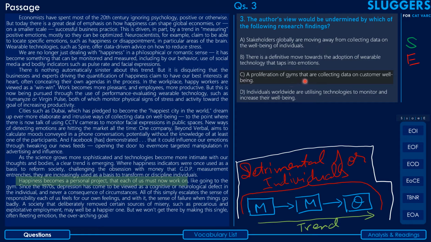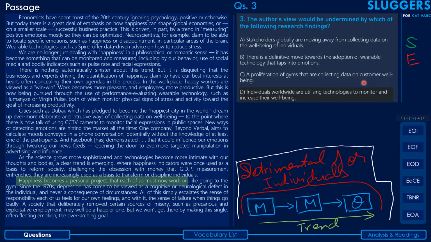A proliferation of gyms that are collecting data on customer well-being. Now, although this option has altered the idea of employee monitoring to customer monitoring, the passage more or less talks about positive emotions being monitored and optimized for the employees, the people working in the workplace. This has changed the idea to customer monitoring. So that's fair.